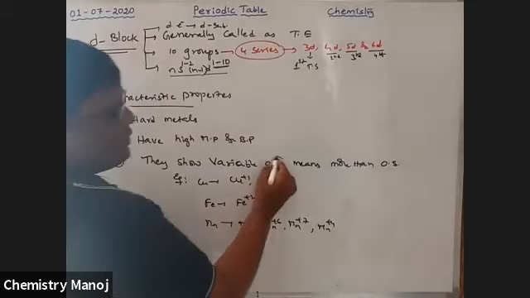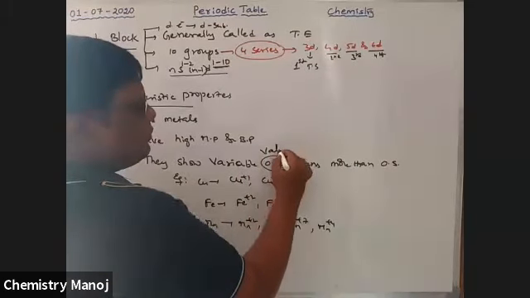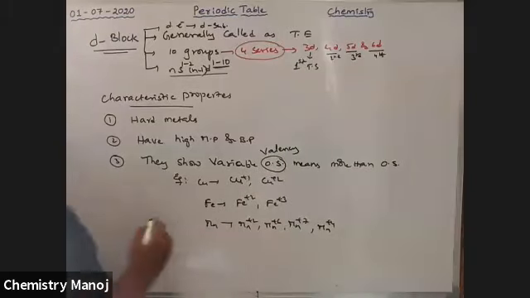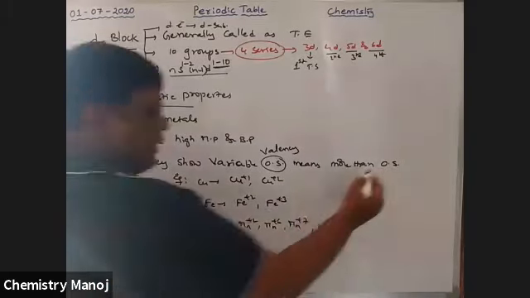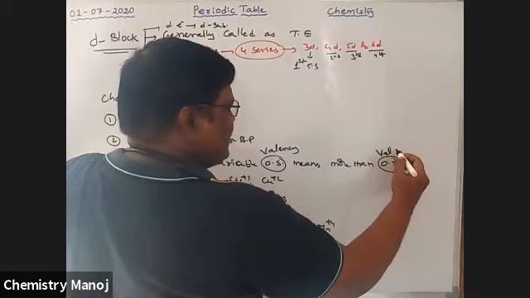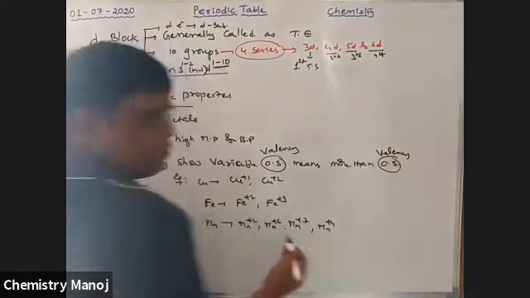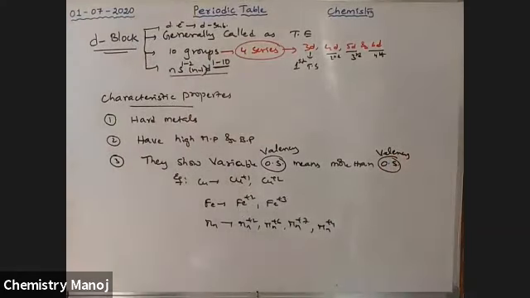So oxidation state is also called valency, my dear boys. Variable valency or variable oxidation state. So here also, this is also called valency. They show variable valency or variable oxidation state. That means existence of a single element in more than one oxidation state is the variable valency or variable oxidation state. So these are the general cases. Next, why, sir? We will discuss later. Okay. Next one, fourth point.